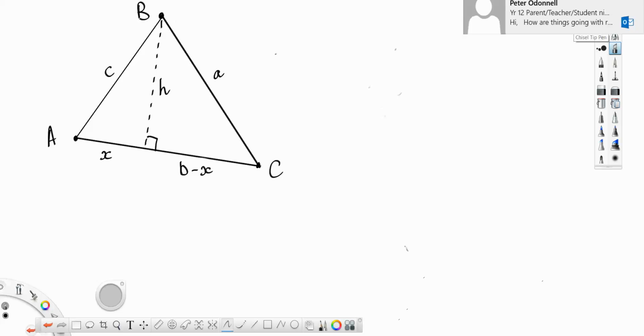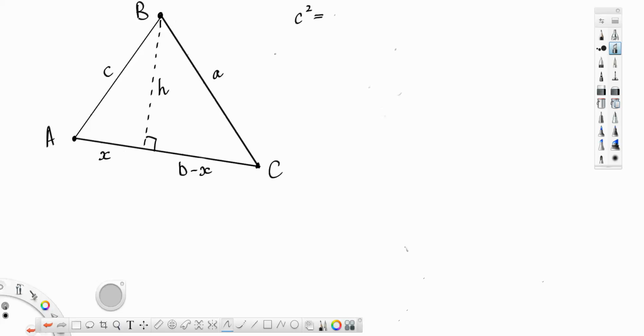Okay, so let's just start with the triangle on the left-hand side. If I use Pythagoras' theorem there, I would get that the hypotenuse, c squared, is equal to h squared plus x squared. Okay, so I said there's going to be a bit of algebra. Here's the first bit, and that's an algebraic expression. What I want to do is rearrange that algebraic expression so that h squared is the subject.